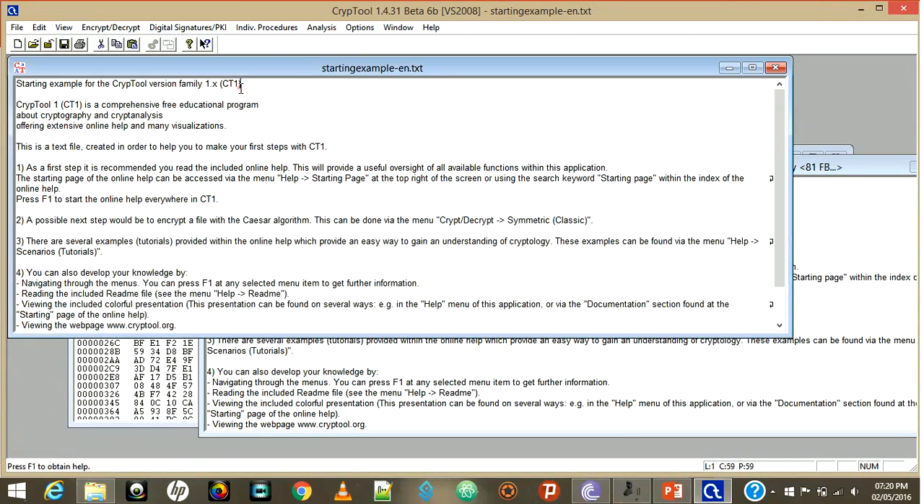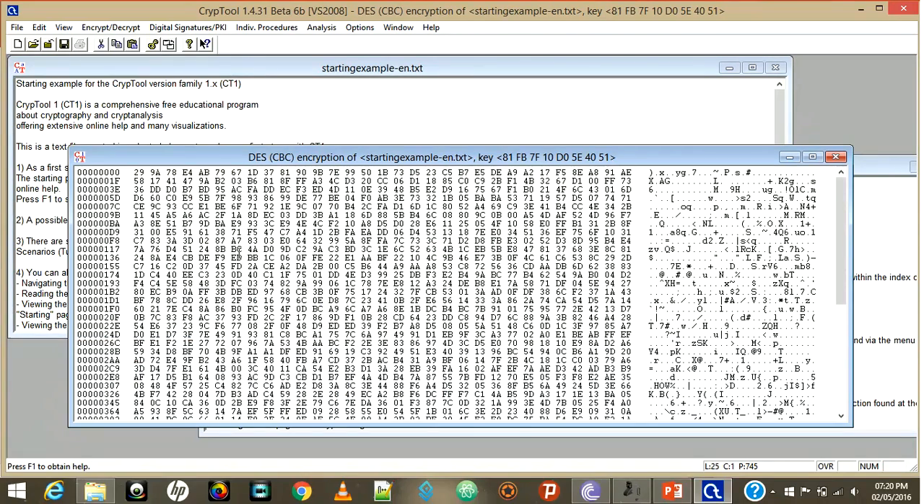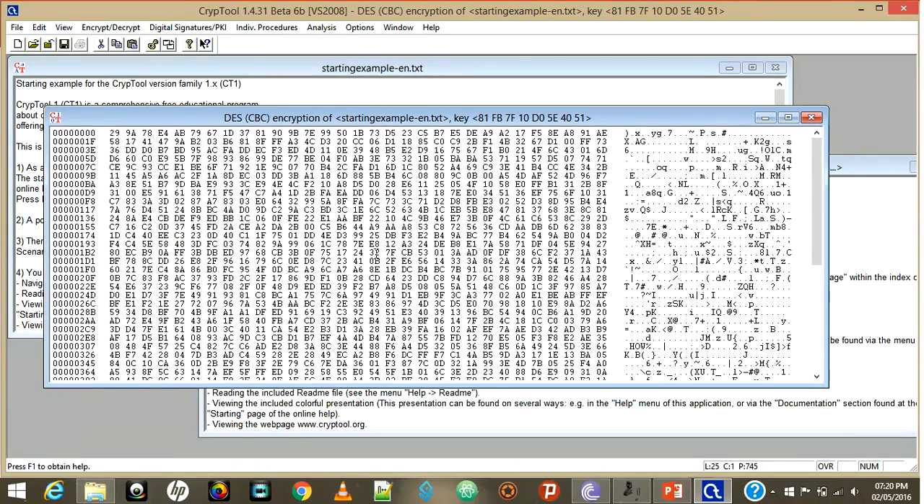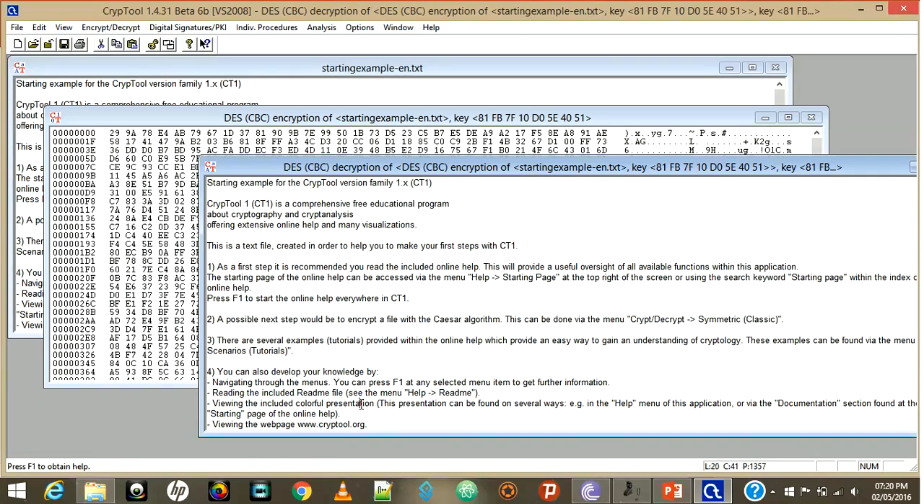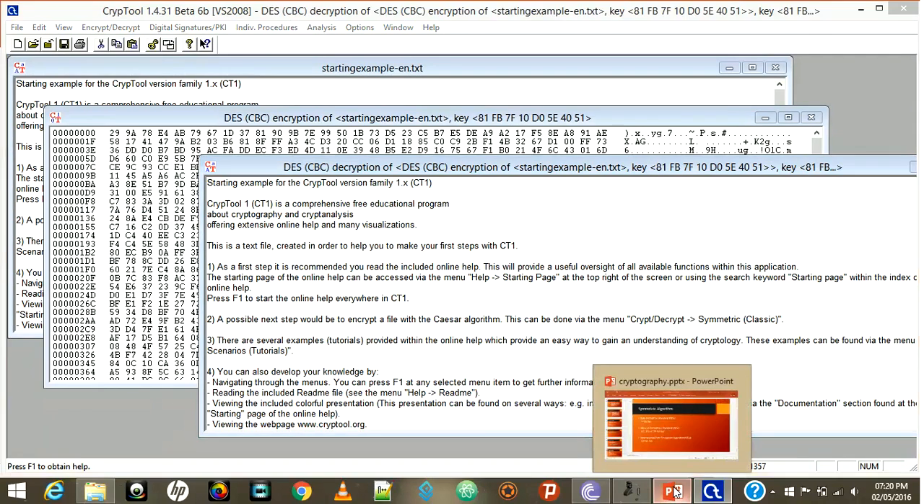So this is the plain text. After applying the DES algorithm, we get the cipher text like this. Then to get the original message back, we go to this. When you decrypt, you will get this one. This is called DES encryption of the message, then DES decryption of the message. This is the plain text. Okay, got it. Now let's go back to the PPT.